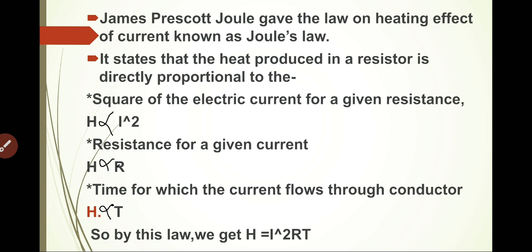Here you can see that we get the equations: H is directly proportional to I square, H is directly proportional to R, and H is directly proportional to T, right? So by these laws, when we combine these three equations, we get H is equal to I square RT. You can see we are taking the square of the electric current.